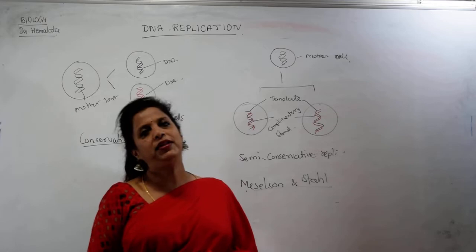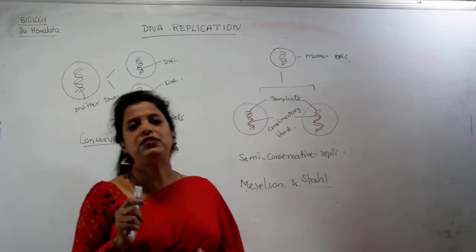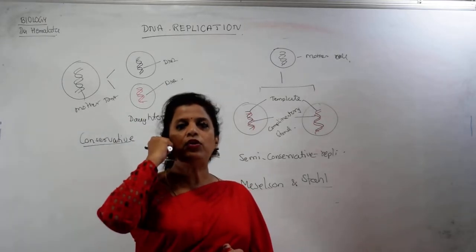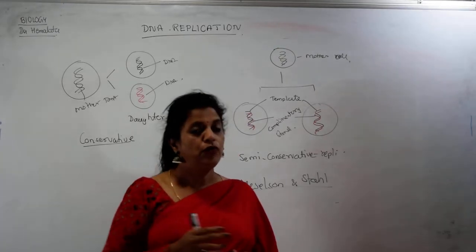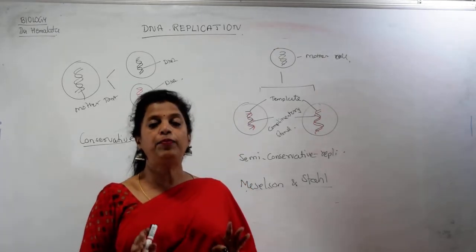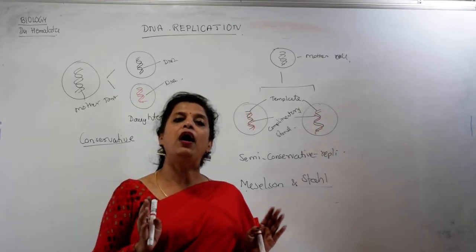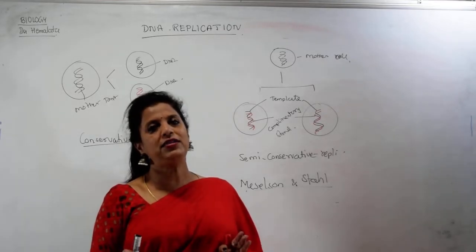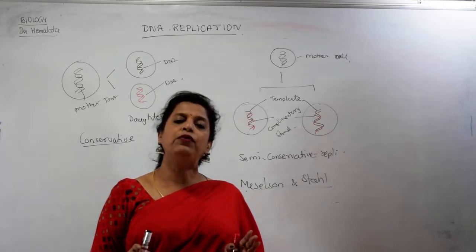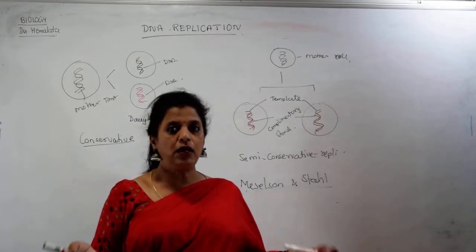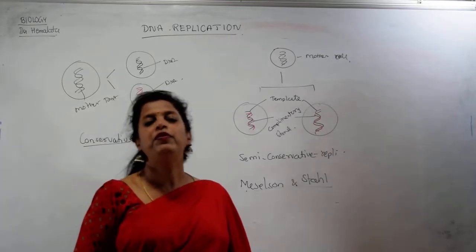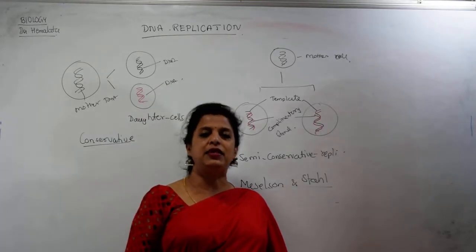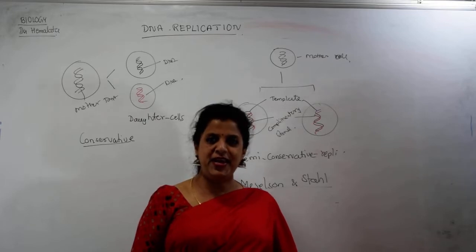So there were two methods. One is conservative, one is semi-conservative. The conservative method was disproved because the semi-conservative method was proved foolproof: half of the DNA goes from the mother to one daughter cell, and half goes to the other daughter cell. The remaining half in each daughter cell is newly formed. Therefore, it is called semi-conservative DNA replication.